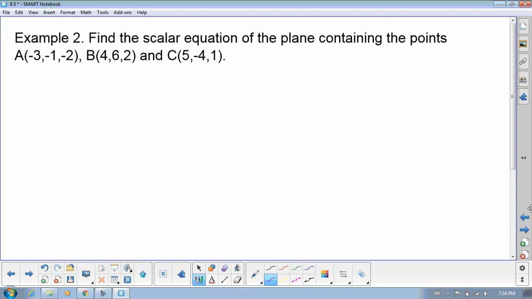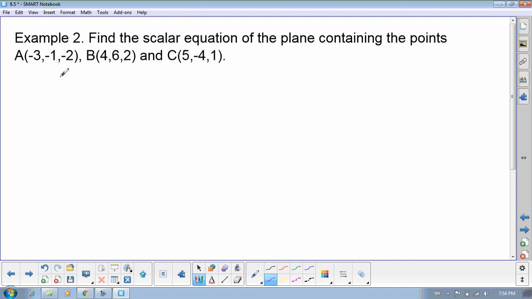Okay, so in this example, find the scalar equation of a plane containing the points A, B, and C. These are points, they're not vectors. So first of all, to get the scalar equation, I need the normal. The normal is a line that's perpendicular to two direction vectors at the same time. Gee, I wonder what that's the definition of: the cross product.